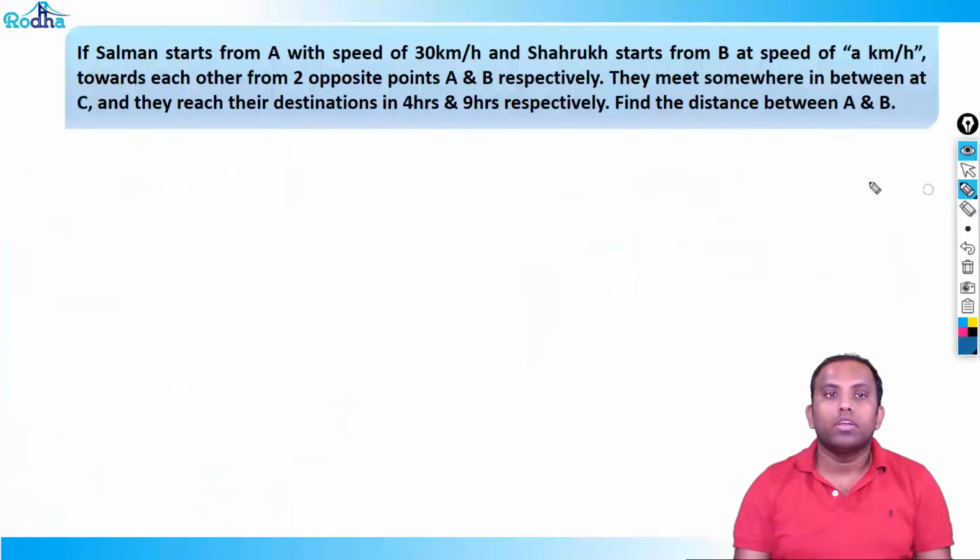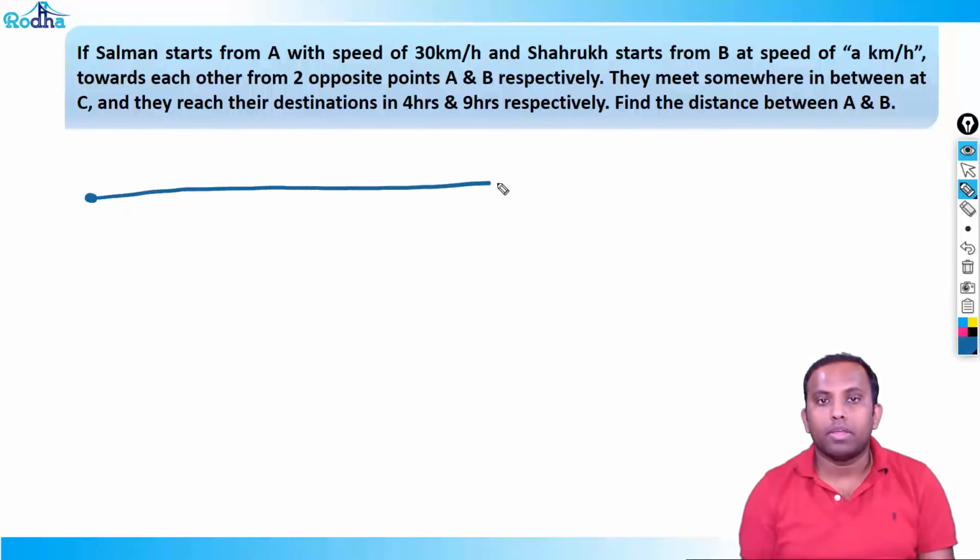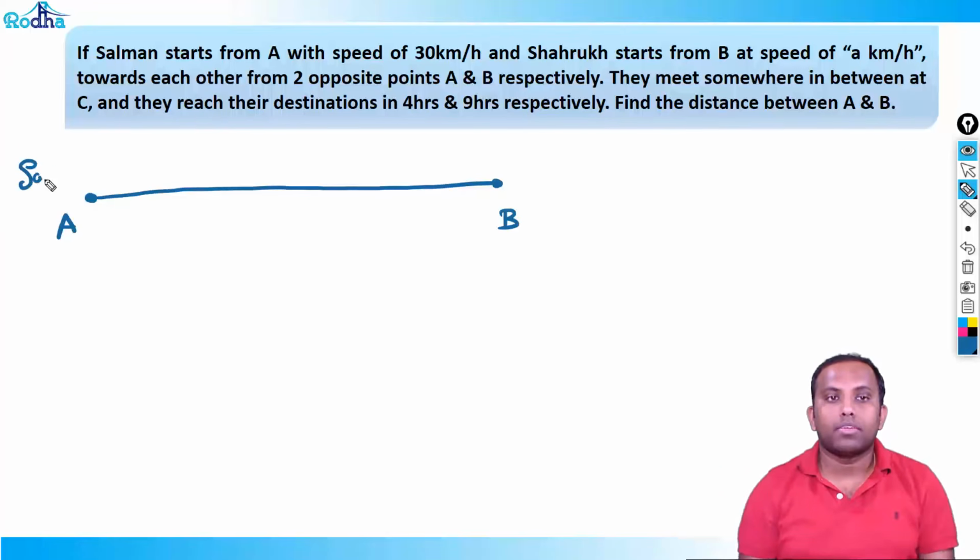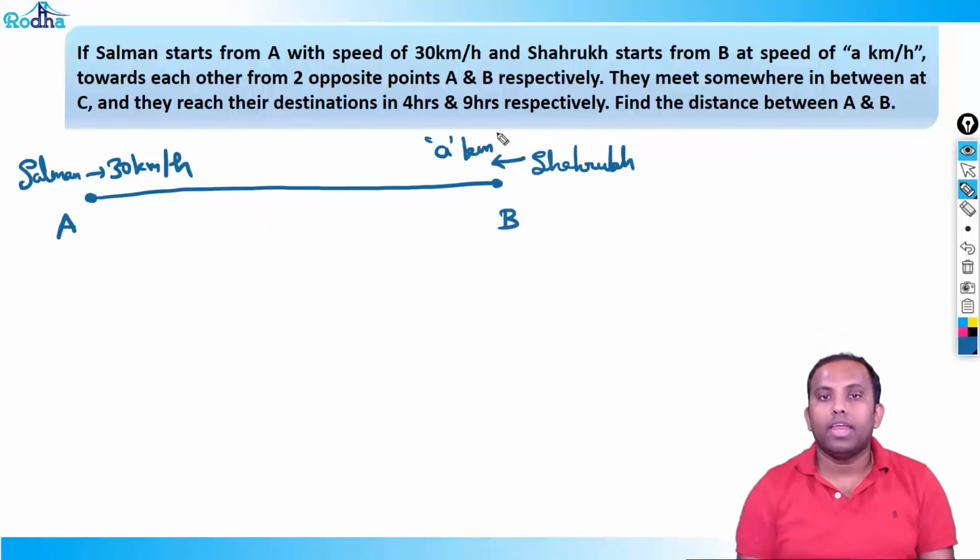Now see this question. If Salman starts from A with a speed of 30 km per hour, right? So Salman and Shahrukh, two very good friends. Salman starts from A with a speed of 30 km per hour and Shahrukh starts from B at a speed of 8 km per hour. So let's say there are again two points A and B here.